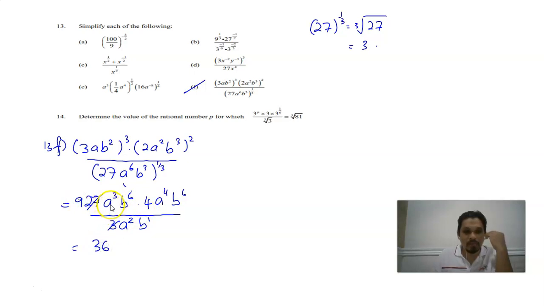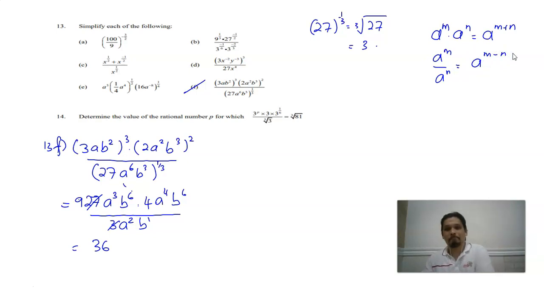Now the variables A and B. So let's recall and solve this. A cubed multiplied with A to the power of 4 and divided by A squared. As you know, let's use these rules: A to the power of m times A to the power of n equals A to the power of m plus n, and A to the power of m divided by A to the power of n equals A to the power of m minus n.